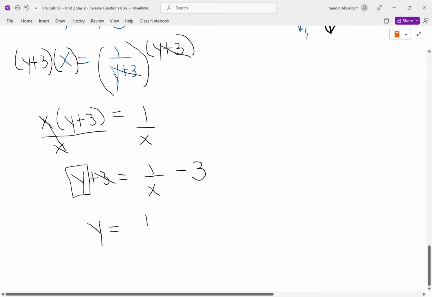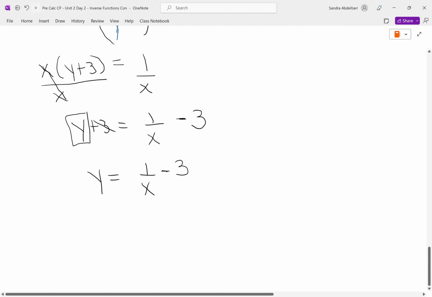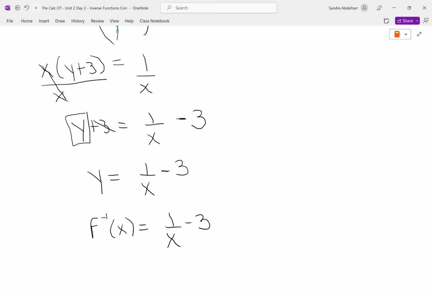Isn't this another rectangular hyperbola? Yeah. But I don't leave it as y equals. What do I write it as? f to the negative 1 of x equals 1 over x minus 3. This is our inverse. I also need to know the domain of this inverse.